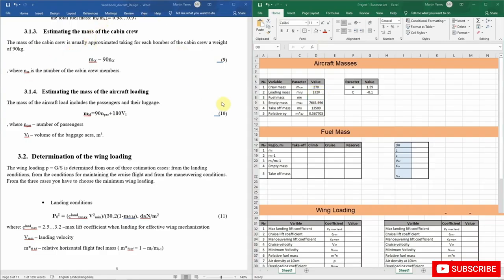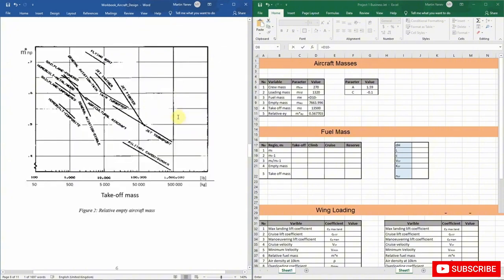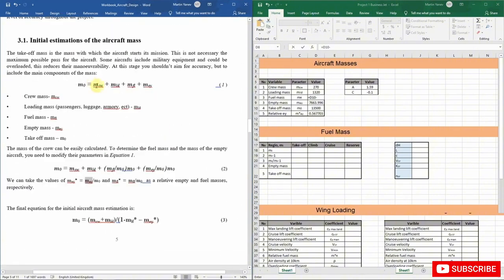Then let's estimate the initial mass of the fuel that we have left. Once we determine how much fuel we have, we're going to move on to the fuel mass stage, where I will estimate the fuel mass for each stage of our flight. So here this will be equal to the total mass of the aircraft minus... I just want to share the equation that I use here. In this equation we have the zero mass, the cabin crew mass, the loading mass, and the empty mass, and we can restructure this equation and simply find the fuel mass.